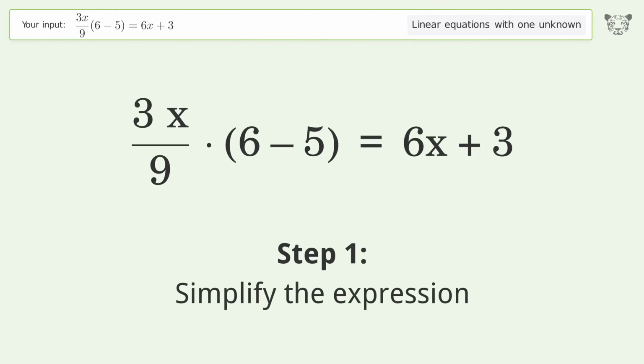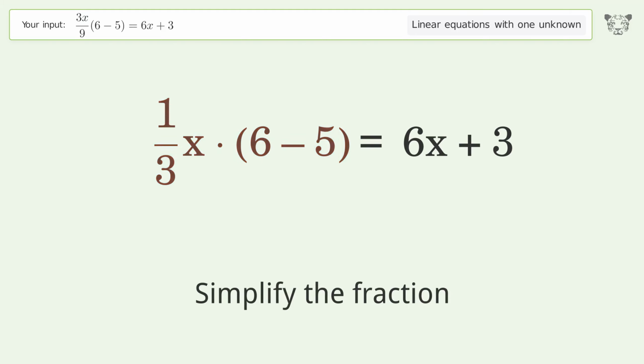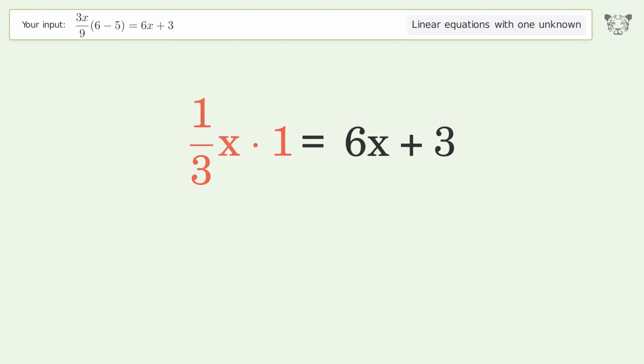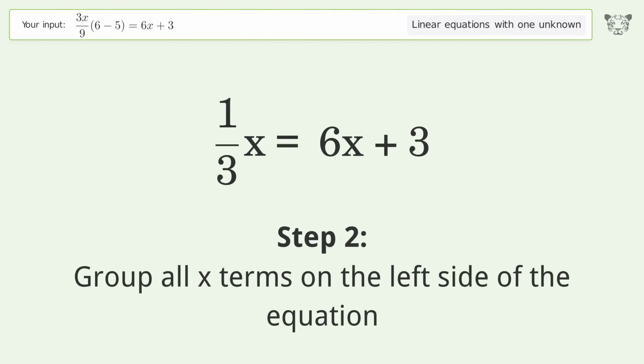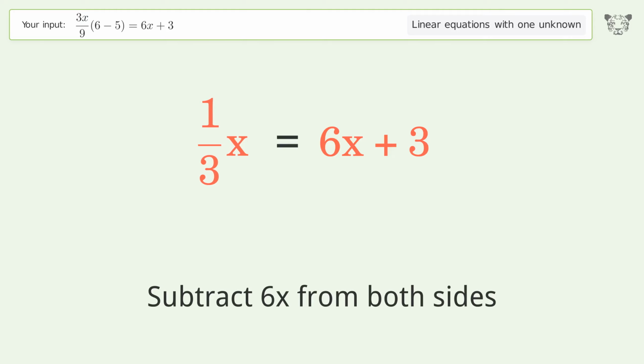Simplify the expression. Simplify the fraction. Simplify the arithmetic. Group all x terms on the left side of the equation. Subtract 6x from both sides.